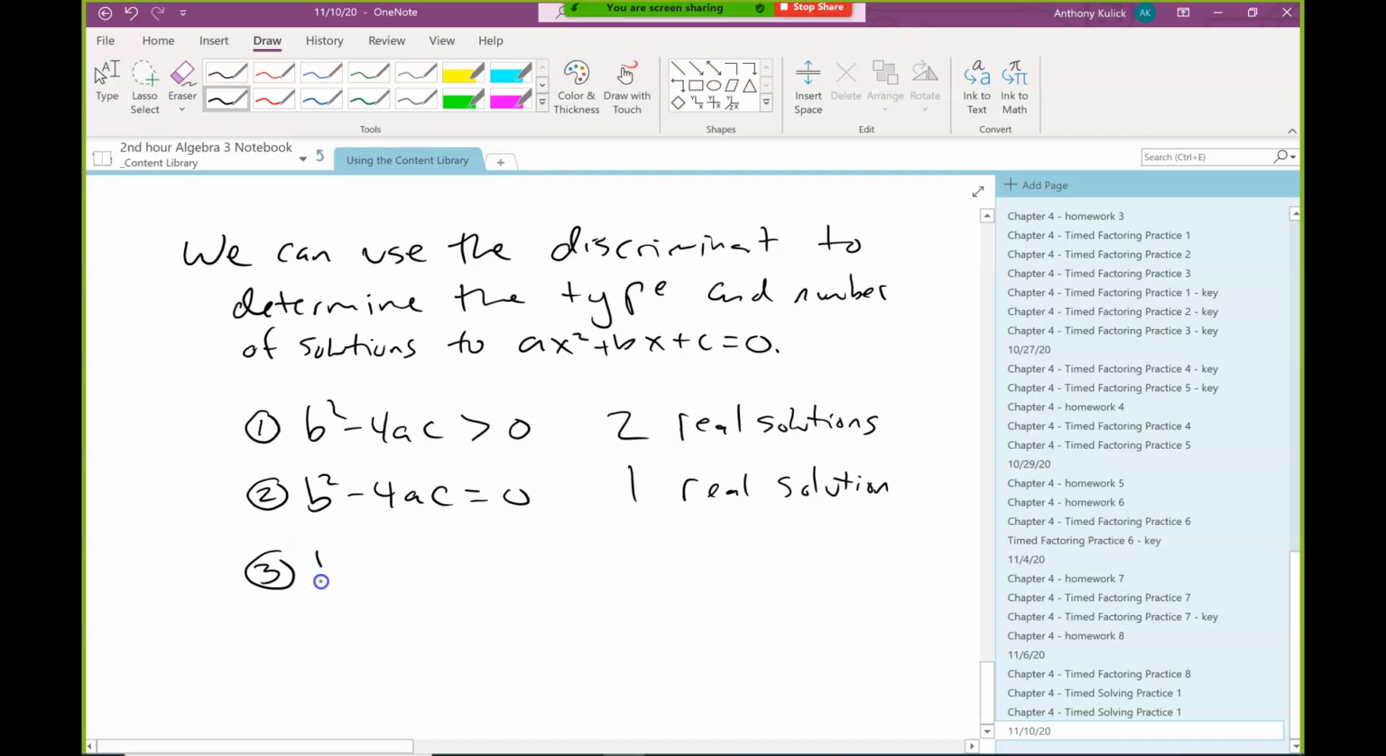And the third situation is if the discriminant is negative. And here's where we get 2 imaginary solutions.